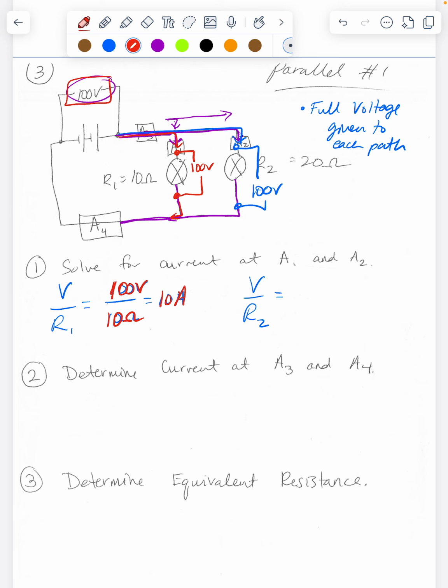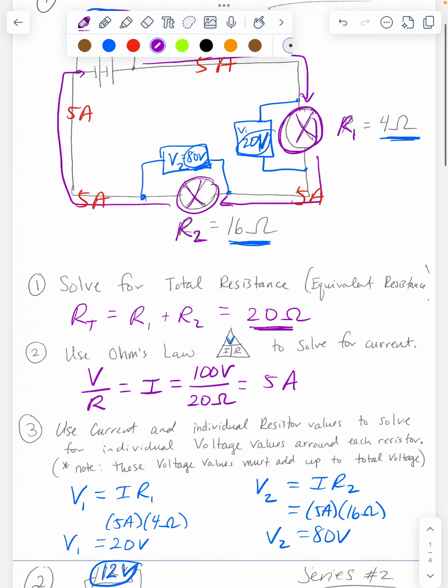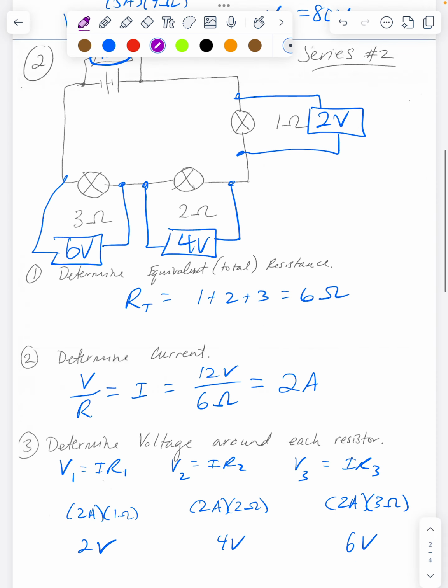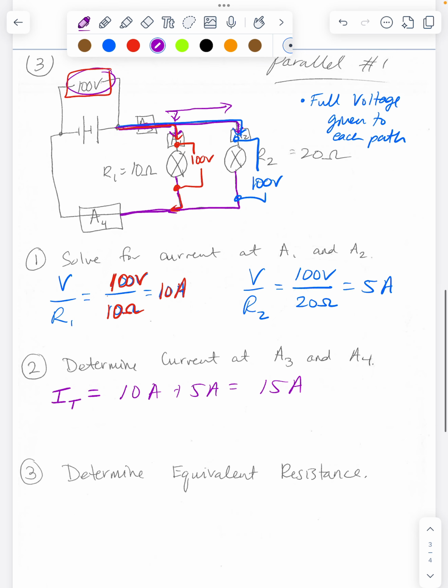You can see each path has to follow Ohm's law on its own. If I look at the next one, I've got 100 volts, but I've got twice as much resistance. And so that means I get half as much current flowing. So down path 1, we get 10 amps, and down path 2, we get 5 amps. The total current is 10 amps plus 5 amps, so 15 amps. It's a bit flipped from series. In series, the current was the same everywhere, and the voltage was split. In parallel, the voltage is the same across each path, and the current splits.